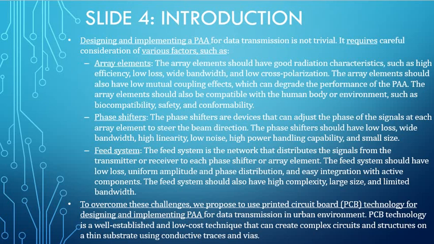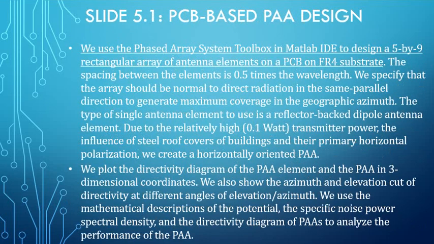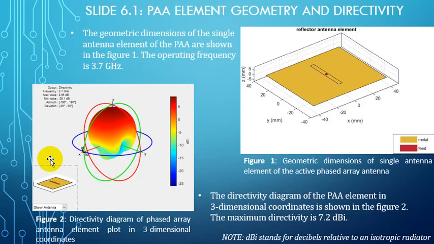We use the Phased Array System Toolbox in the Matlab integrated development environment to design a 5x9 rectangular array of antenna elements on a printed circuit board on an FR4 substrate. The geometric dimensions of a single antenna element of the PAA are shown in figure 1. The operating frequency is 3.7 GHz.